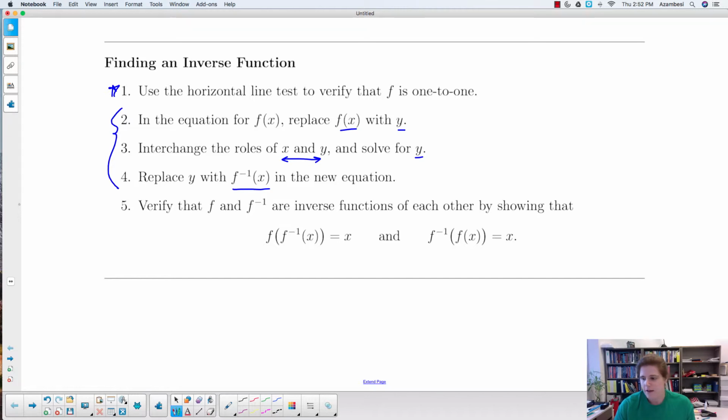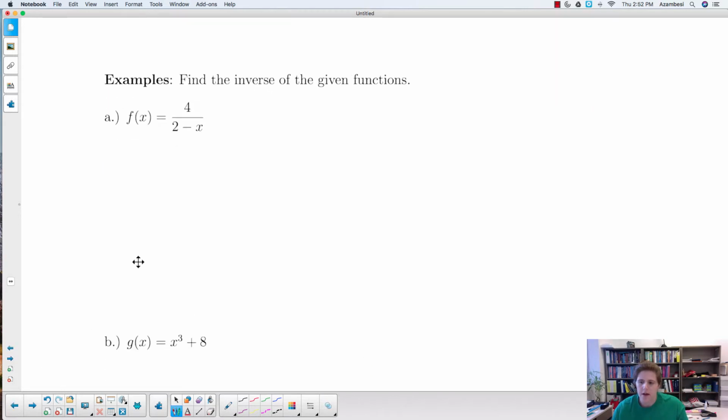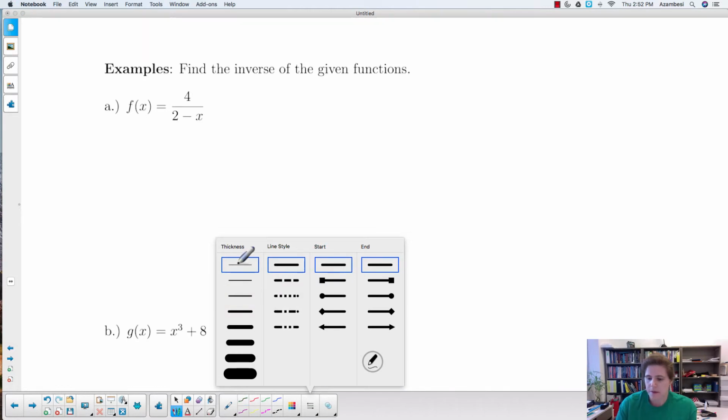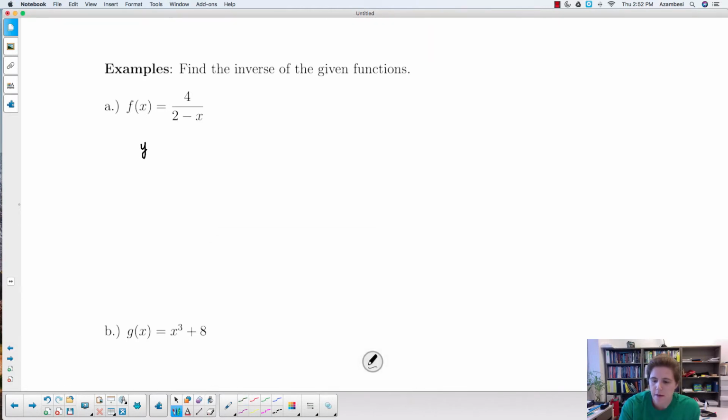If I want to verify it, all we have to do is create our compositions like we've done already. So I create f of f inverse and f inverse of f, and they both have to equal x if I want to verify. So let's take a look at a couple. So if I have this function f of x is equal to 4 over 2 minus x, then my first step is to replace f of x with y. So y is equal to 4 over 2 minus x.